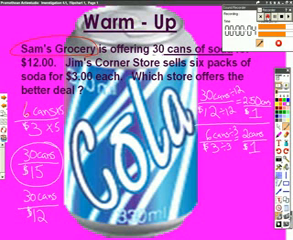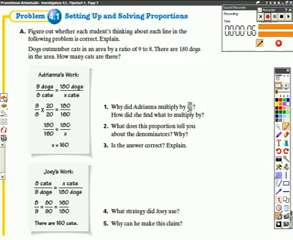Okay, so now that we've finished with our warm-up, now we're moving on into the introduction of the lesson. All right, so what we have is, we are looking here at Adriana's work and Joey's work. And question 1 is asking us, why did Adriana multiply by 20 over 20?